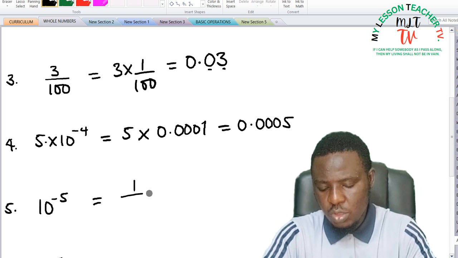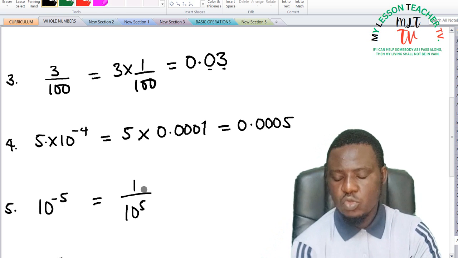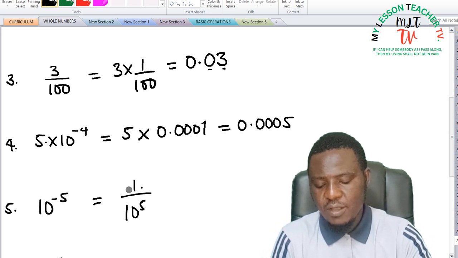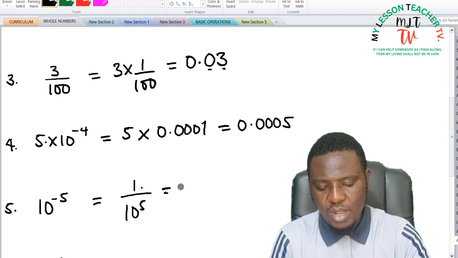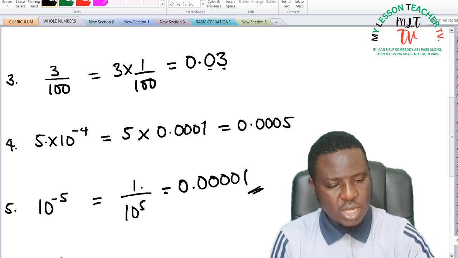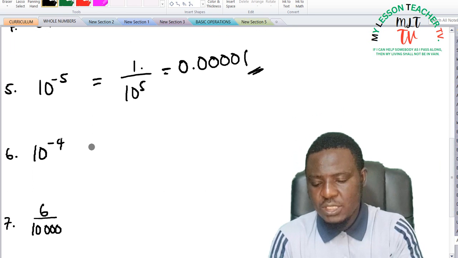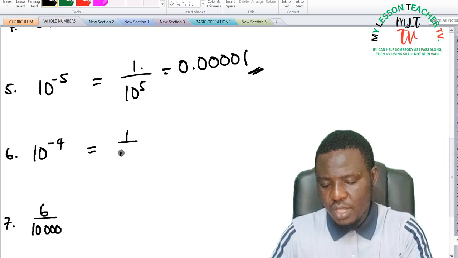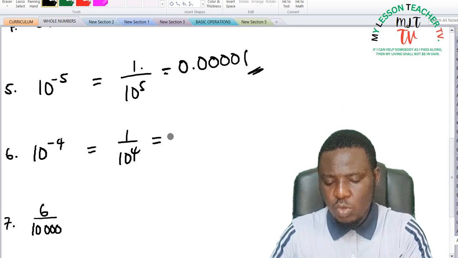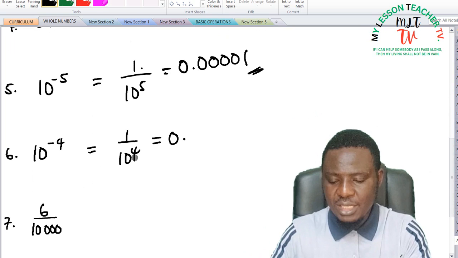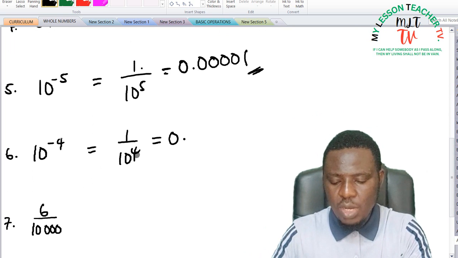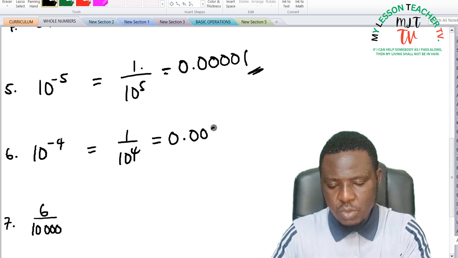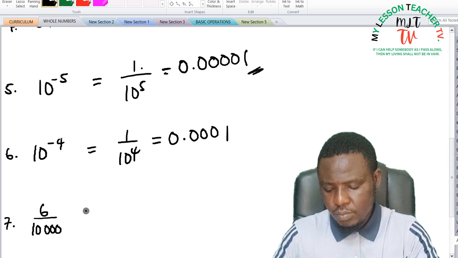This is equal to 1 divided by 10 to the power 5. So you move the decimal point from this place 5 times to your left, and you end up having 4 zeros and 1, which is 0.00001 as your answer. Question 6. 10 raised to the power of minus 4 can be expressed as 1 over 10 raised to the power of 4. This is equal to 0. How many zeros will you have before 1? 3 zeros. Just like I said, always 1 less than the power of 10. This is 0, 0, 0, and 1.